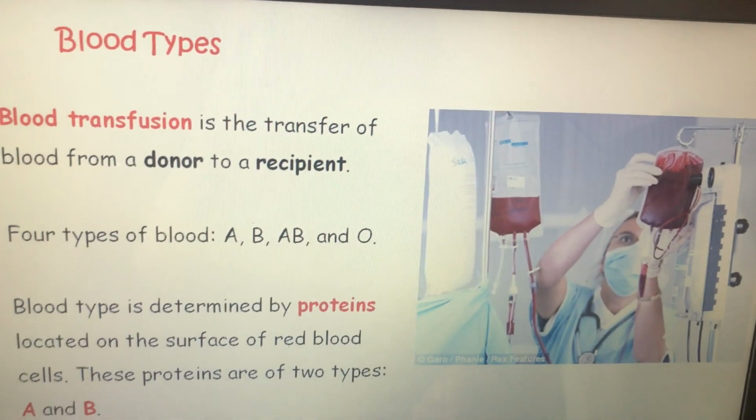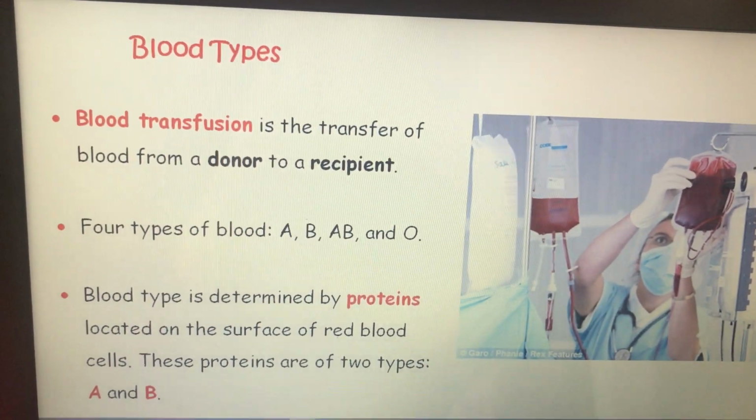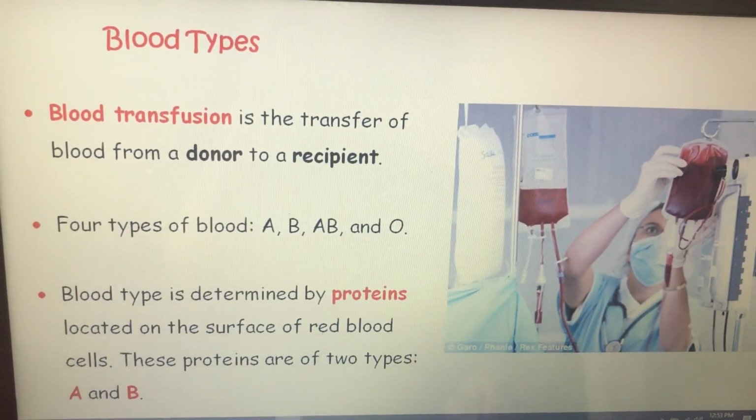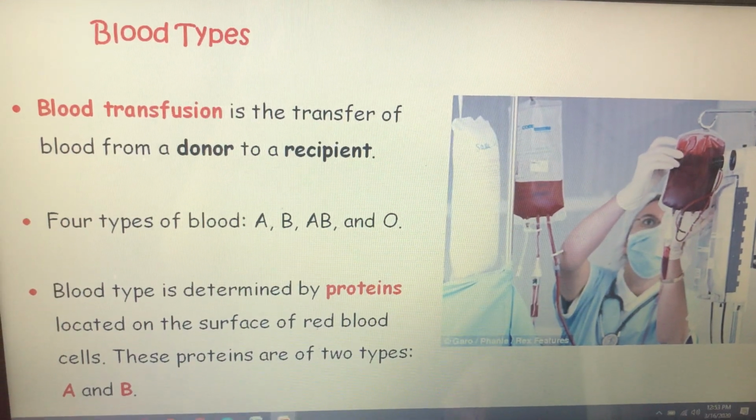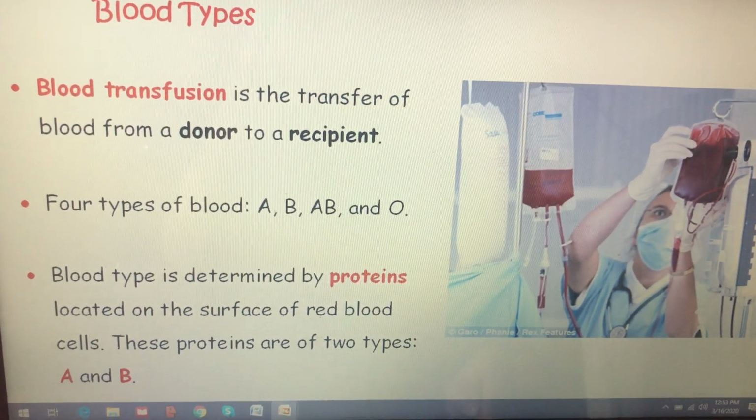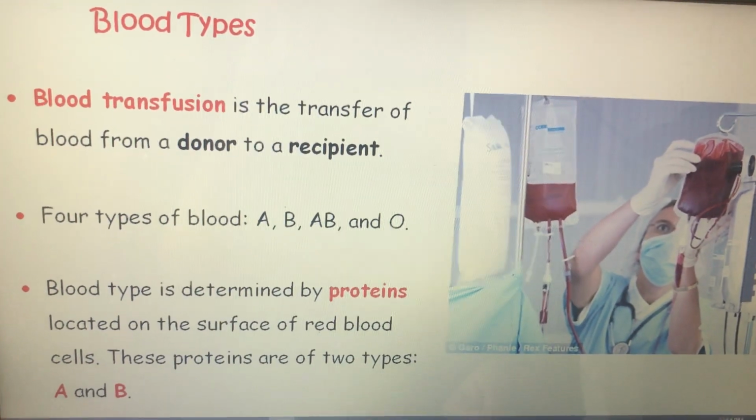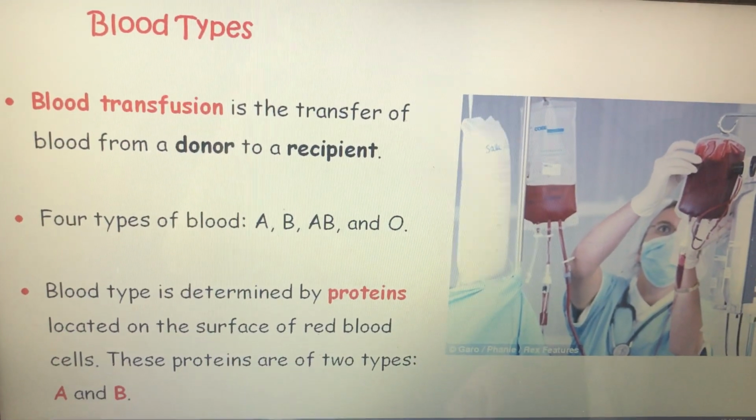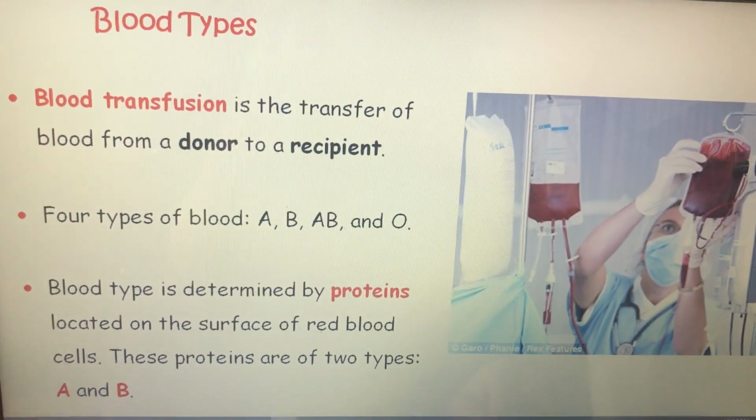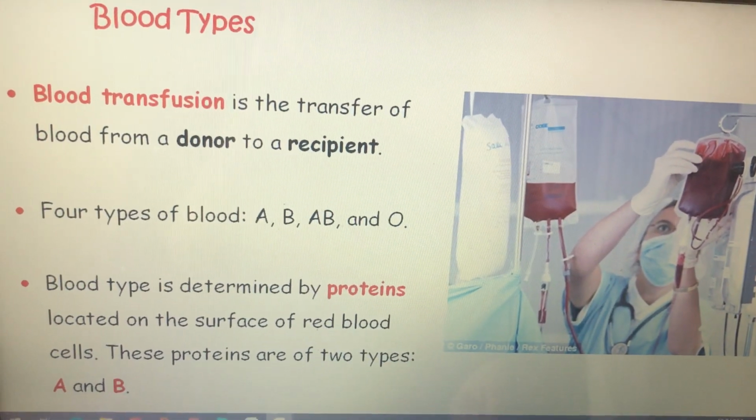Now at the end I'm going to talk about the blood types, and in that way we will be done with this lesson. So you know that we have 4 blood types. We have the A, the B, the AB and the O. What is the difference between them? So the difference is between the proteins located on the surface of the red blood cell.